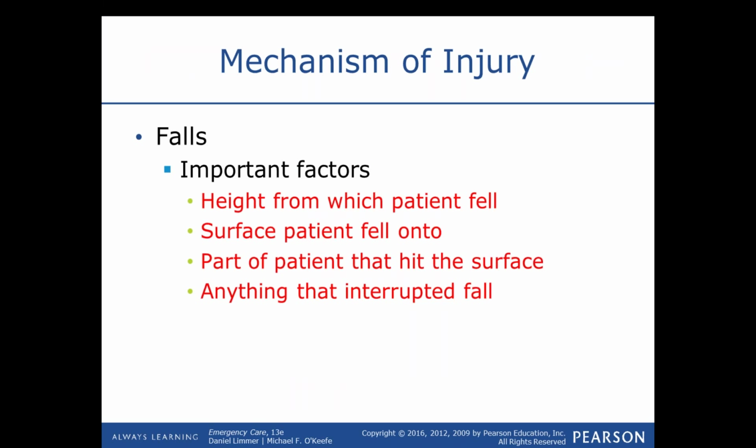This is just to review what I just talked about. The important factors are the height of the fall, as well as the surface on which the patient landed. What part of the patient hit the surface first? Was it head first, feet first, or did he land on his side? And did they hit anything on the way down that would have possibly interrupted them or changed the trajectory at which they fell?